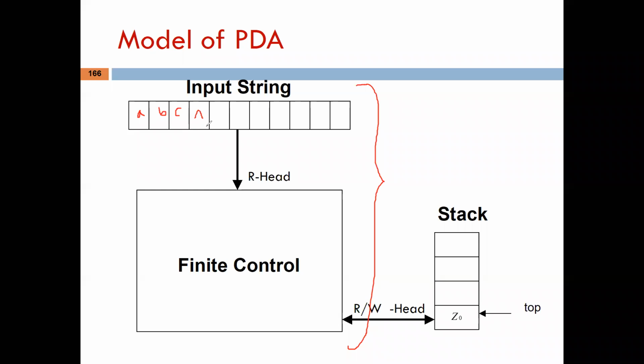There is a head. The job of the head is just to read the symbol from the tape and pass the symbol to the finite control.